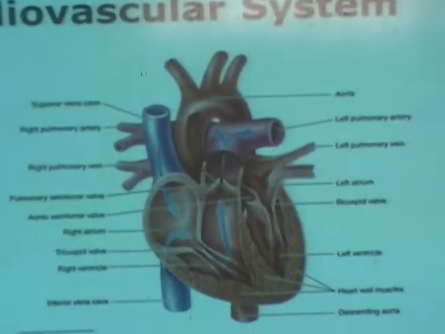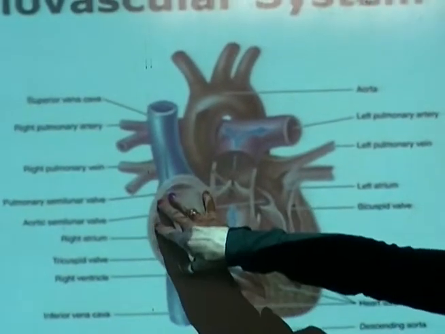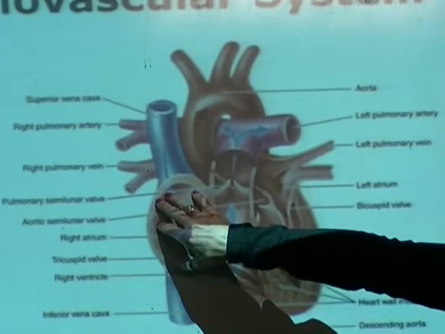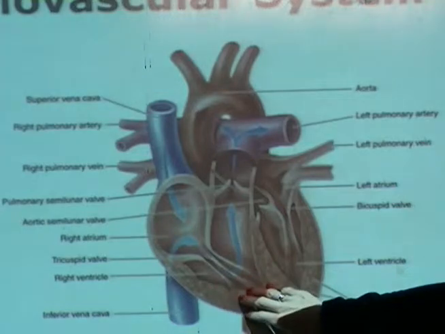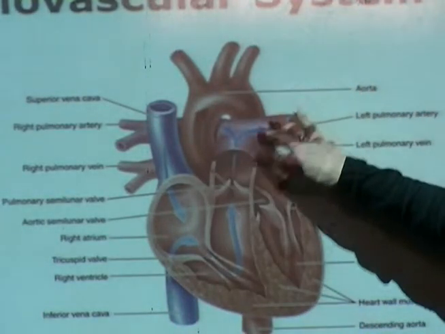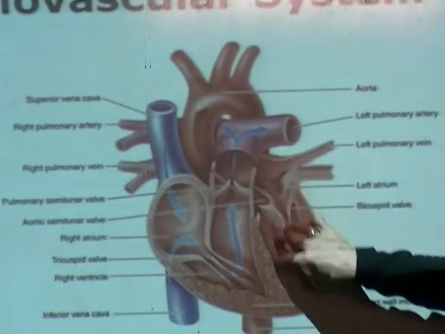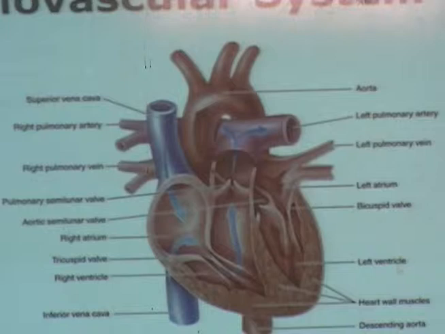Remember that we've got blood coming into the right side of the heart, to the right atrium, from the right atrium to the right ventricle, out to the lungs, back from the lungs to the left atrium, down into the left ventricle, out through the aorta, off around the body. Make sure that you know your sequence and your directions there.